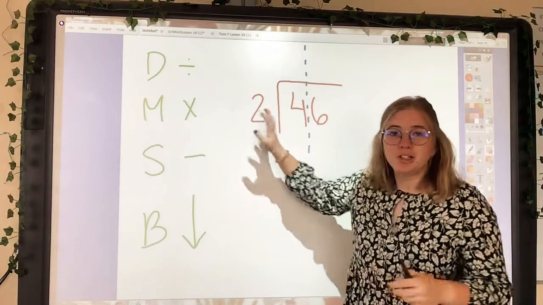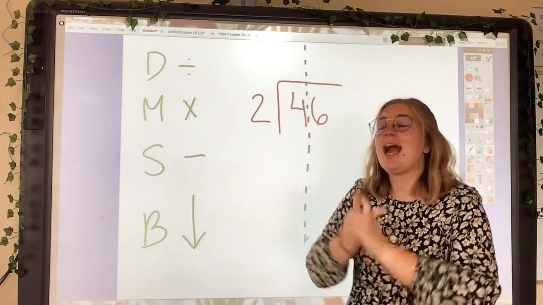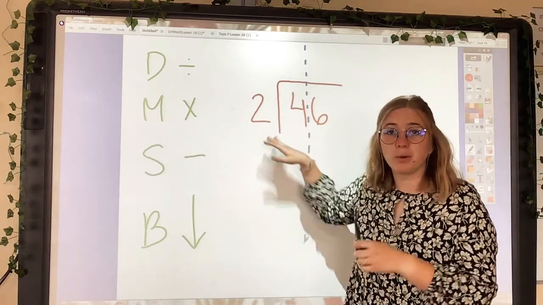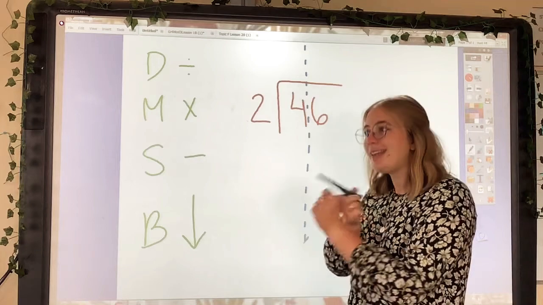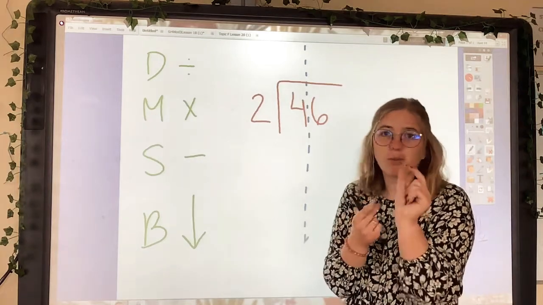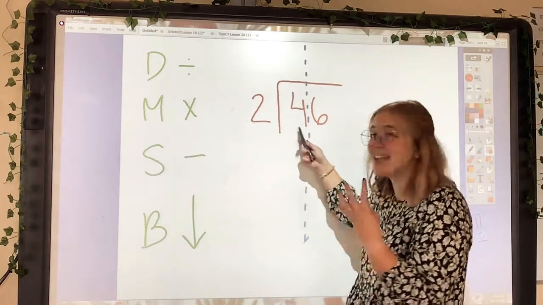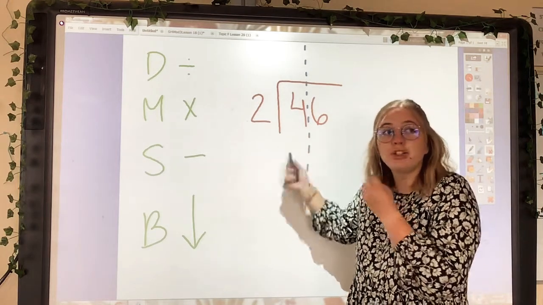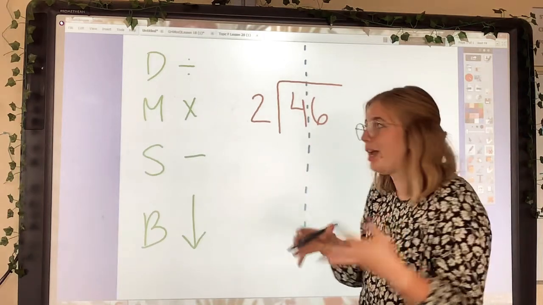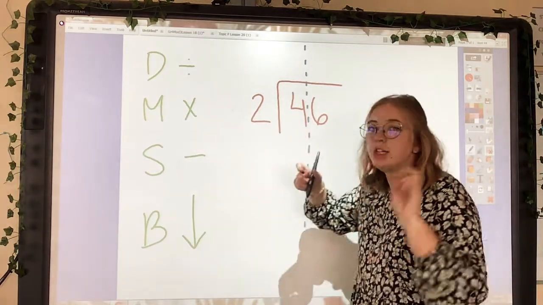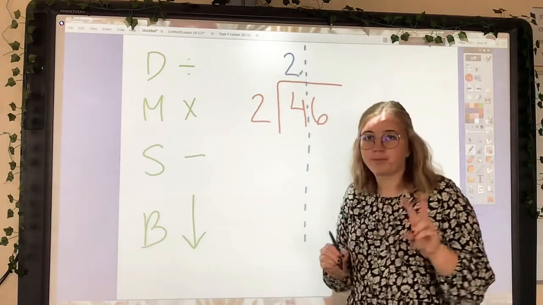But anyway, 2 goes into 4. It can go in one time, but we want to get as close to that number as possible without going over. So 2 goes into 4, yes, one time, but I think I can squeeze one more 2 in there. 2 times 2 is 4, and I got that exact number, which is even better. So we're shooting for that number, but sometimes we're not going to get that exact number, and that's okay. So 2 goes into 4 2 times, so I write that 2 over my 4.